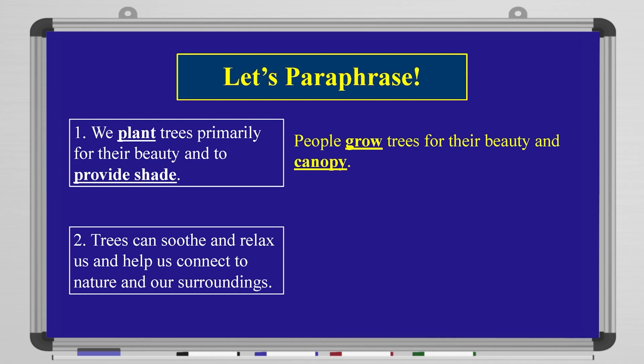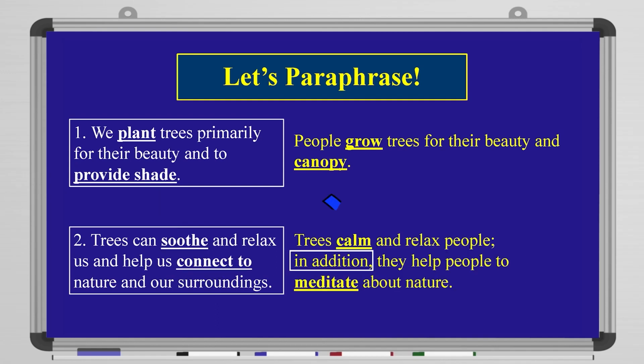Sentence number 2, or answer number 2, trees can soothe and relax us and help us connect to nature and our surroundings. We have the word soothe and connect to. Let's paraphrase these two. Trees calm, a different word for soothe but has the same meaning, and relax people. In addition, this is a connector. Try to use those in your paraphrase to help you get the best grade possible. They help people to meditate about nature. So instead of using connect to nature, we used meditate about nature. A different sentence, but the same meaning.